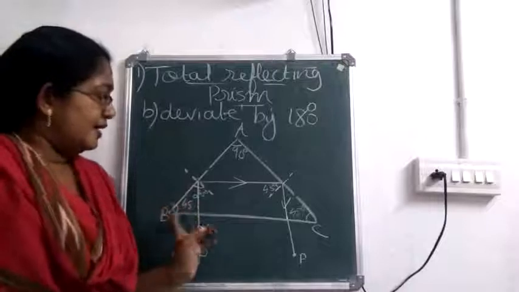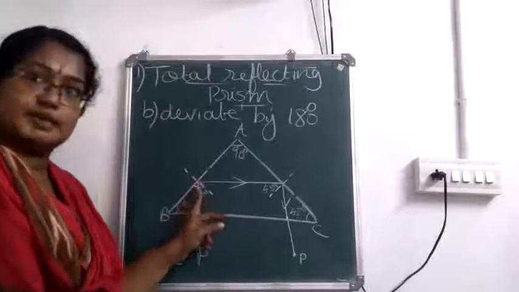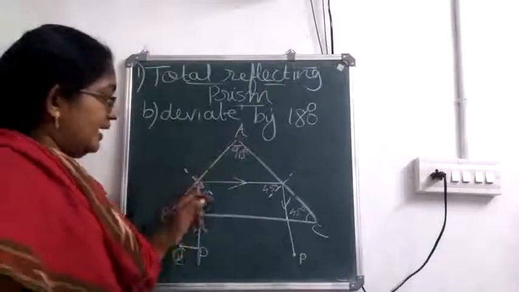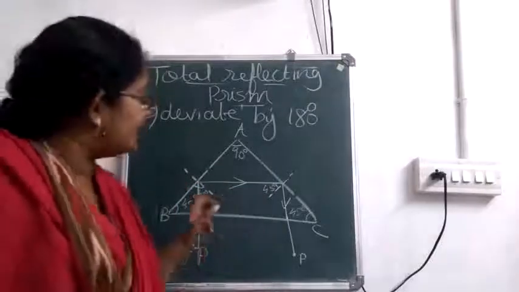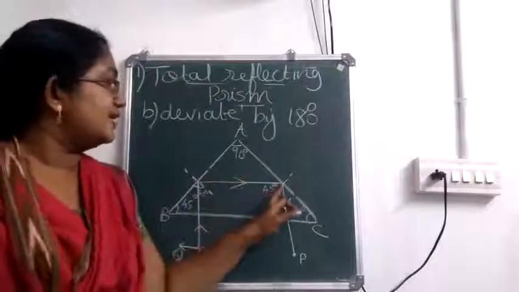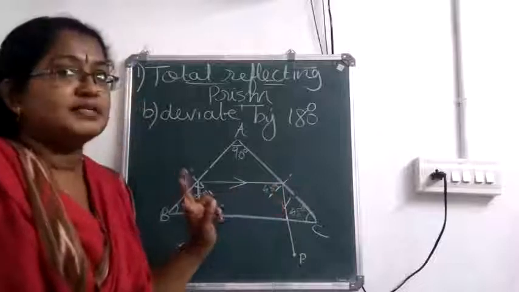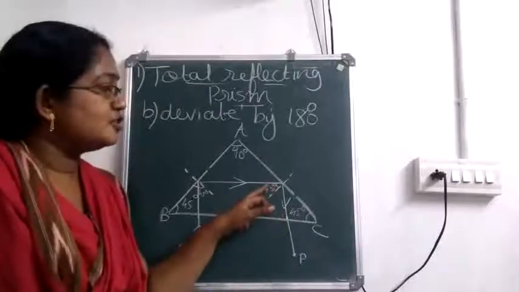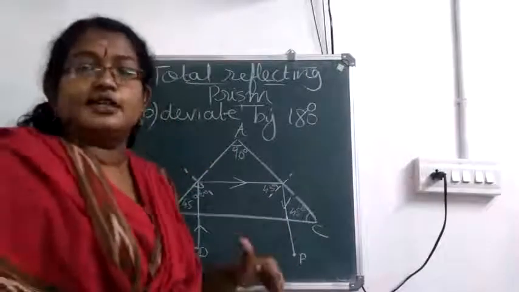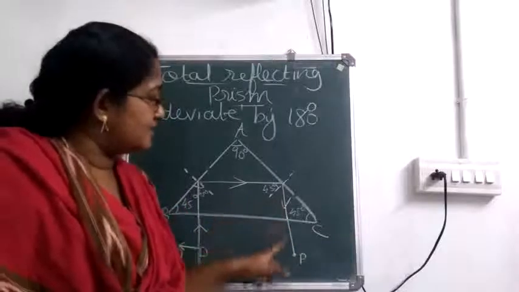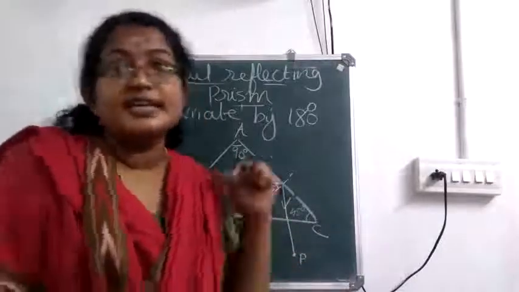It hits on the face BC, normal incidence, so without any deviation it enters the prism. Then it hits on the face AB. It makes an angle 45 degrees, which is greater than the critical angle. So it undergoes total internal reflection and hits on the face AC. Then here again what happens? It makes an angle of incidence 45 degrees, which is greater than the critical angle. So again it undergoes total internal reflection. Then it comes down and hits on BC. Here it is normal incidence, so it will go down without any deviation.